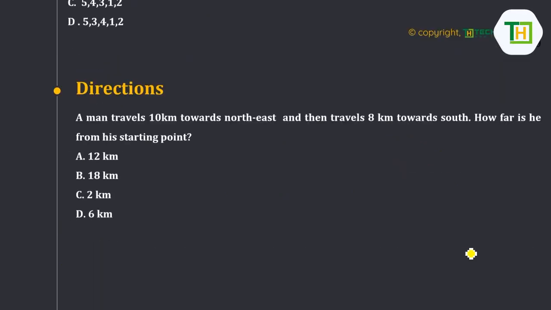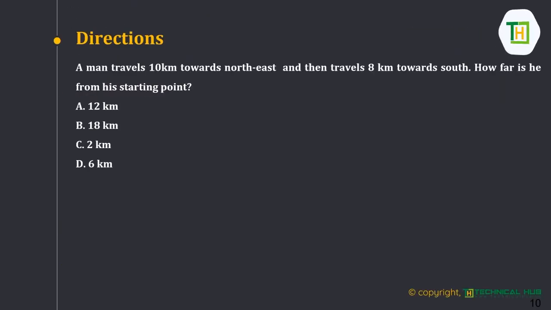Okay. So let's move on to the next question, on directions. A man travels 10 kilometers towards northeast. So we know these are the directions here. This is east, this is north, and the northeast will be in between north and east. So this is the northeast. For example, if I consider this is the place of that person, he walked 10 kilometers towards northeast. So towards northeast, he walked for 10 kilometers.